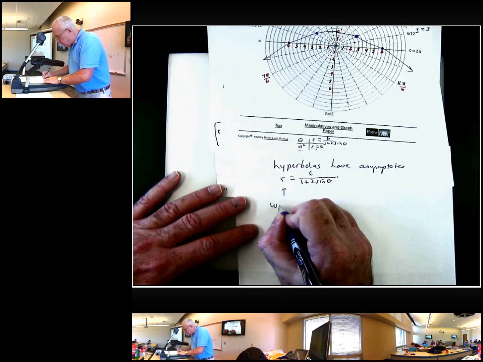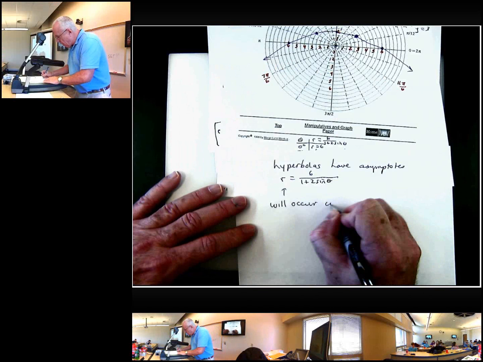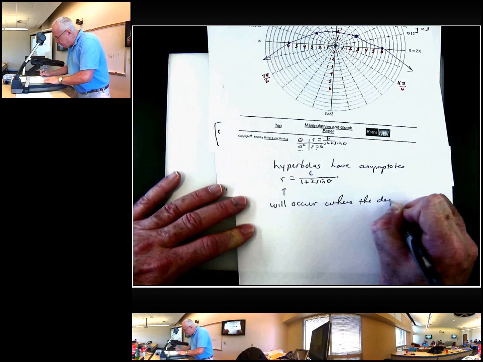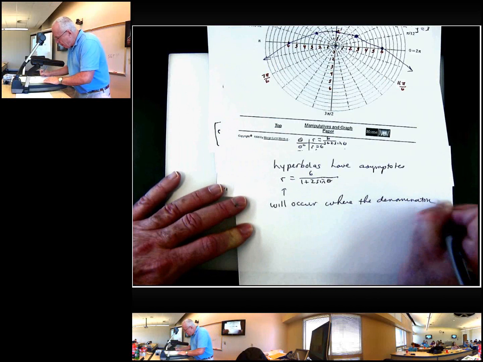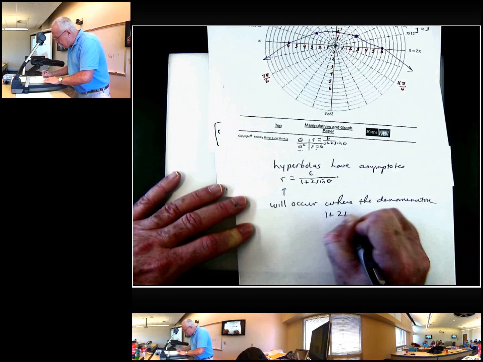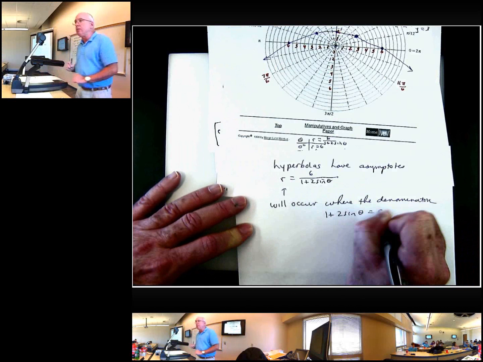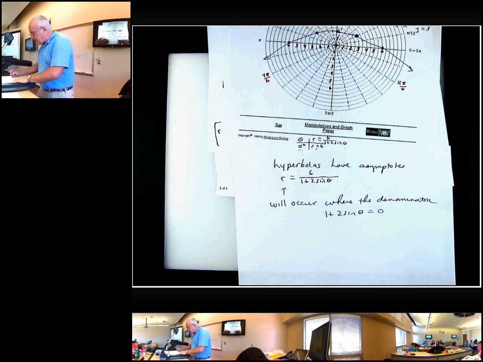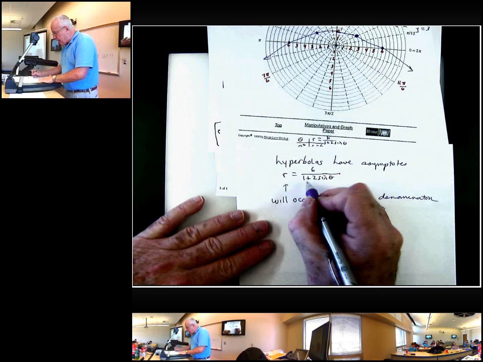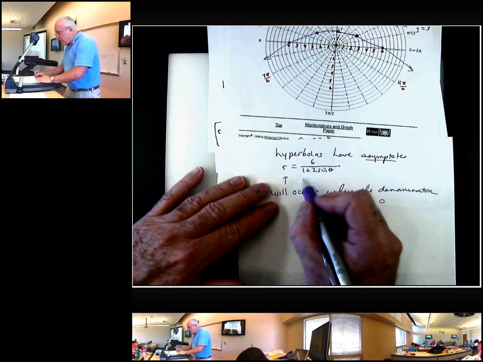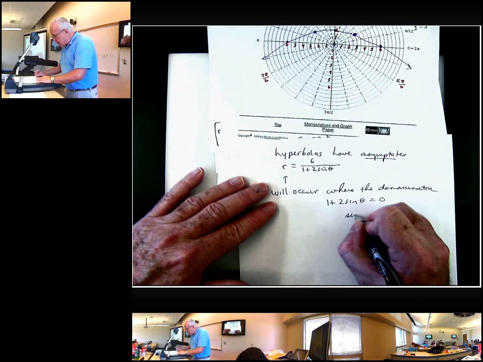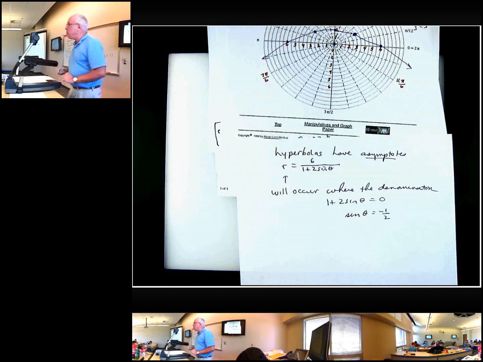That's going to be where we're going to have our asymptotes. These will occur where the denominator is 0. 1 plus 2 sine of theta is equal to 0. That's when the r is going to shoot out to infinity in the various directions. So let's solve this here. To find the asymptote, we take the denominator and set it equal to 0. So that means sine of theta has to equal a negative 1/2.